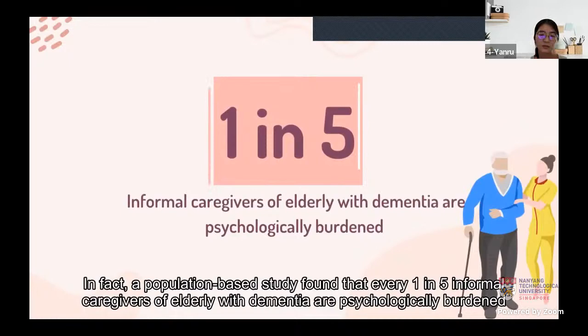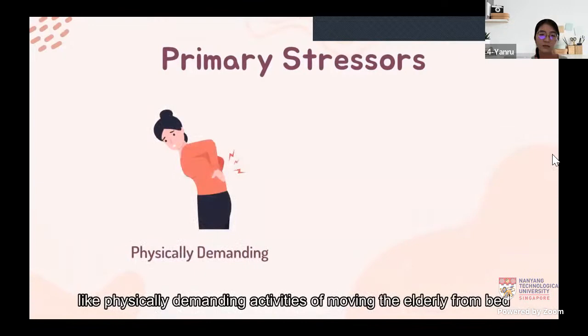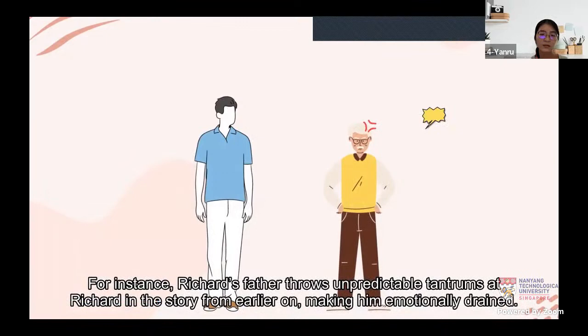Many different stresses could contribute to informal caregivers' distress in Singapore. Primary stresses are challenges encountered directly in caregiving, like physically demanding activities of moving the elderly from bed and tensions in the caregiver-care recipient relationship. For instance, Richard's father throws unpredictable tantrums at Richard in the story from earlier on, making him emotionally drained.